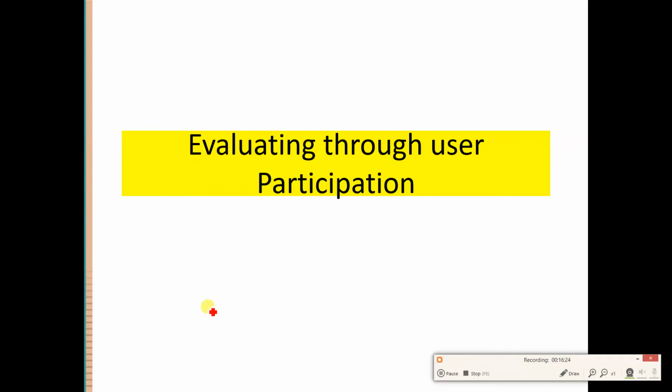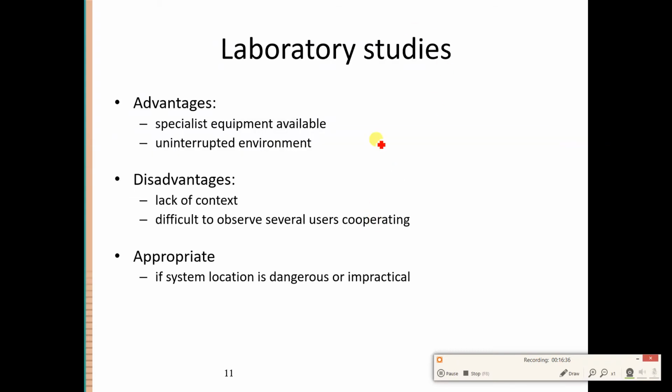We have discussed evaluation without user participation. Now we are going to talk about evaluating the system or the design through user participation. In this we can do two kinds of evaluation, one in the laboratory and one in the field. Let's talk about the advantages and disadvantages of each of them. First is laboratory studies. In laboratory studies, we test the system, we test the design, in the laboratory where we are making the system, and usually it is not the place where it is finally going to be used. So, the advantages of laboratory studies.